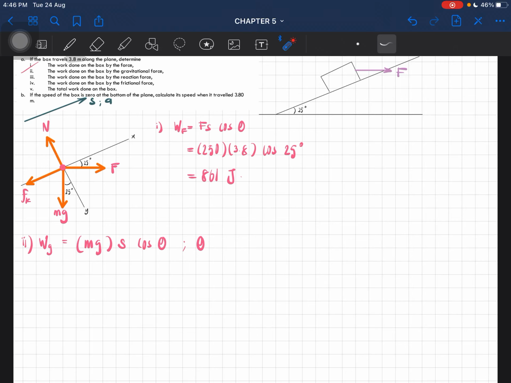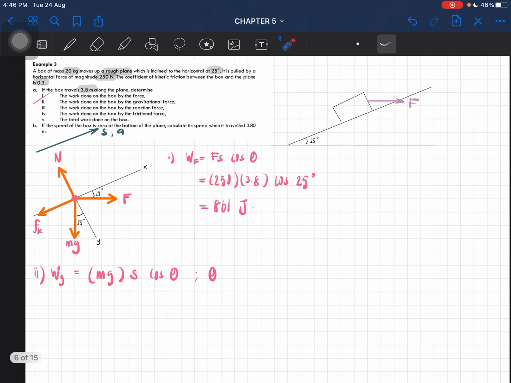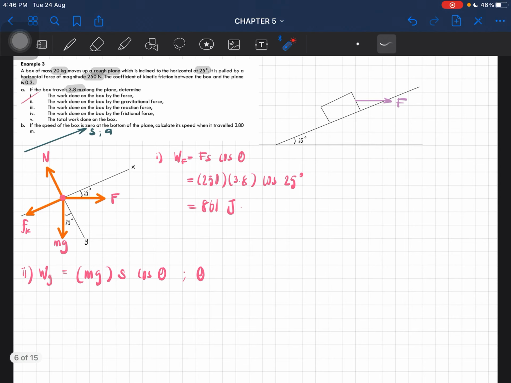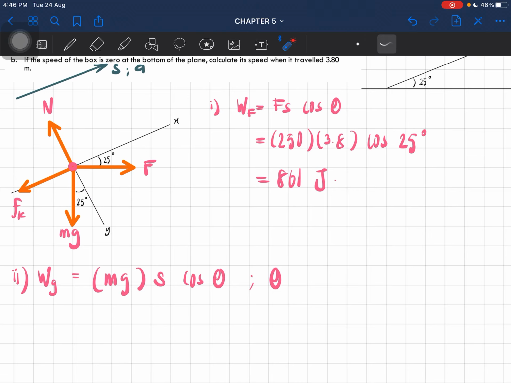Wait, something's wrong. So S is equal to 180 plus 90 minus 25. So we have 245. 245 cos 245 times S 3.8 times 9.81 times M, which is 20 kilogram. Okay, so correct. Sorry about that.